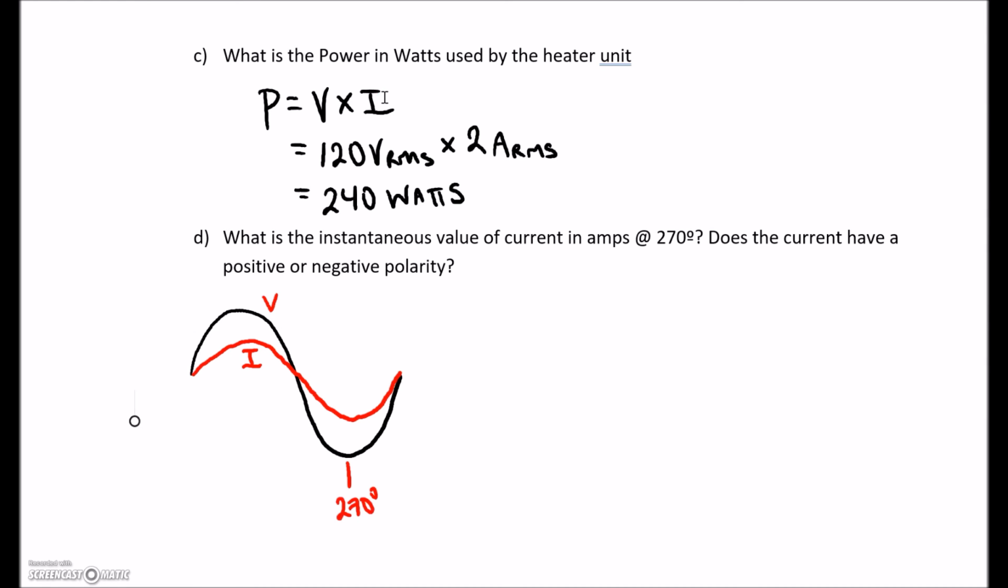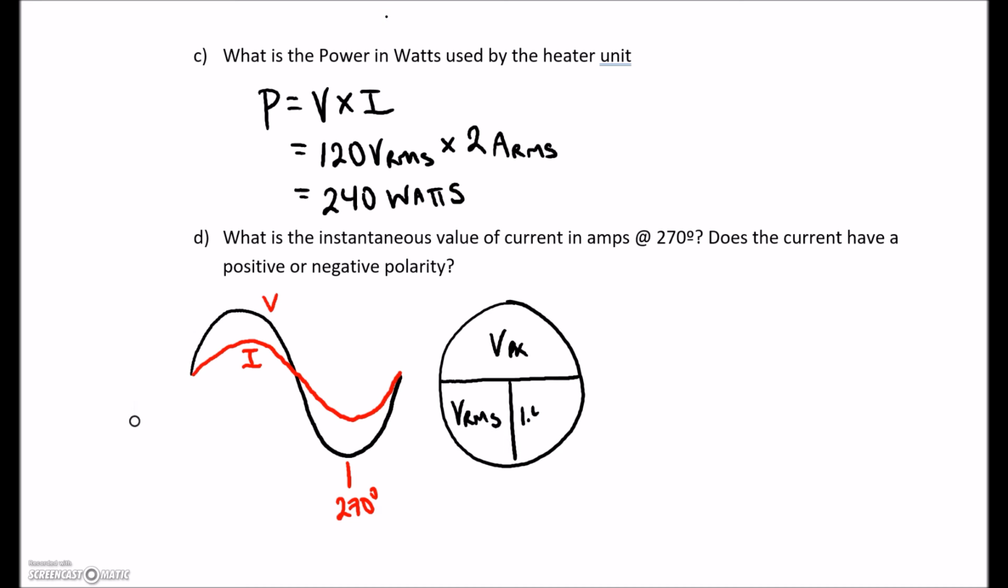Well, it's clear there that at 270 degrees we're going to get our peak voltage and our peak current. So we can use the exact same equation to find our peak current. If we had this equation where our V peak was equal to VRMS times 1.414, we could also find our instantaneous voltage.